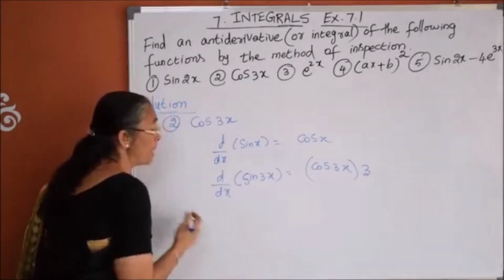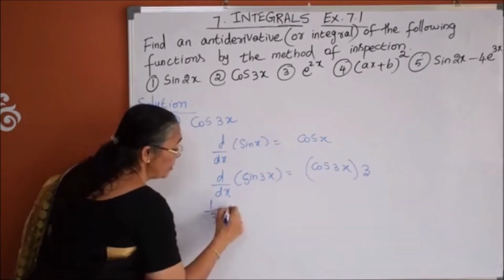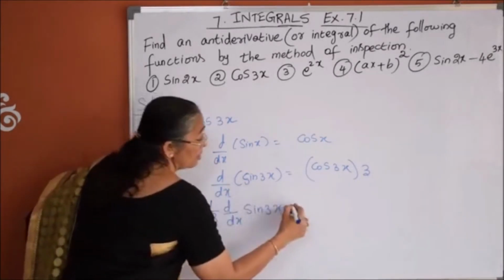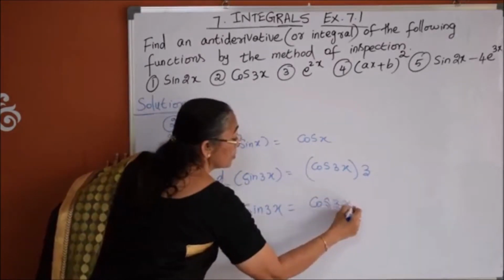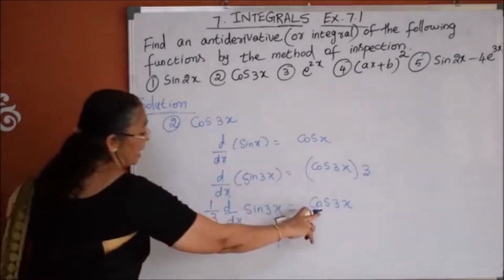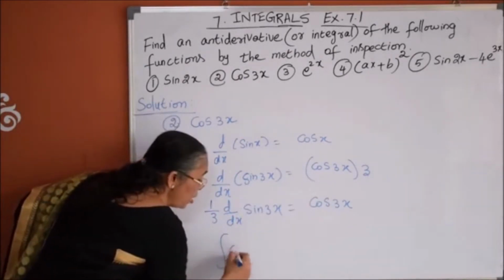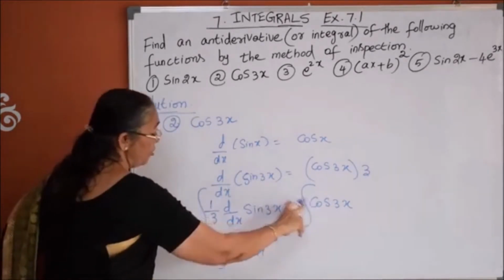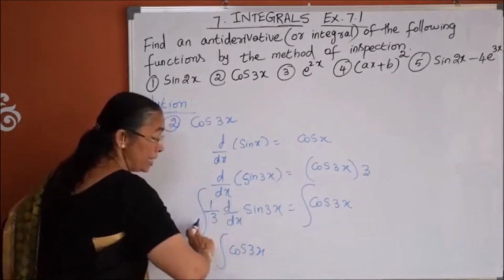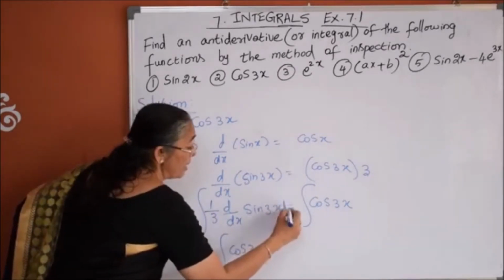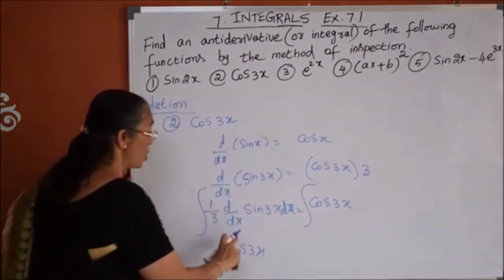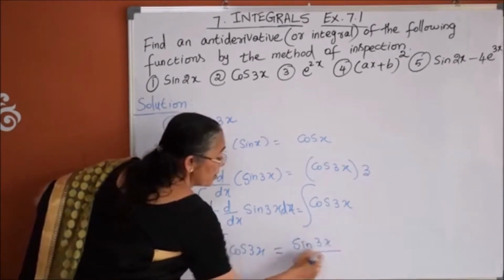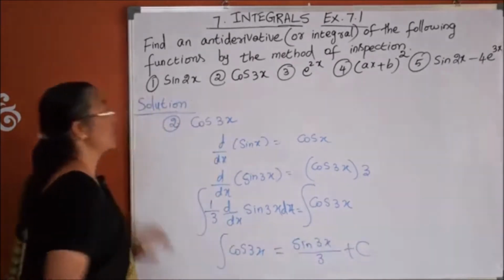So, dividing throughout by 3, we get 1 by 3 of d by dx of sin 3x is equal to cos 3x. Therefore, integration on both sides: the integration of cos 3x, d by dx of the integration of the function, should have dx here. So, integration of cos 3x is nothing but sin 3x divided by 3 plus c.